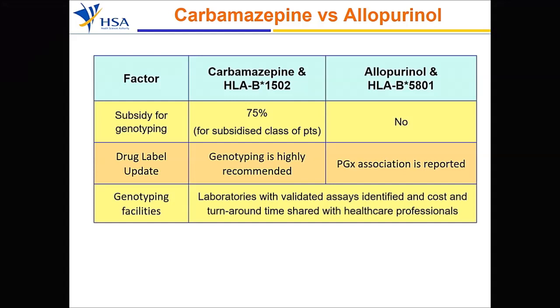But we still felt that it was important for there to be facilities in the country for the genotyping. And so we reached out to the diagnostic laboratories and made sure there was at least one laboratory that could provide a validated assay. We gathered the information on cost and turnaround time, and that was provided in the Dear Healthcare Professional Letter so that doctors would know where to go, who to contact, and what to tell their patients about the cost. So what was the outcome?